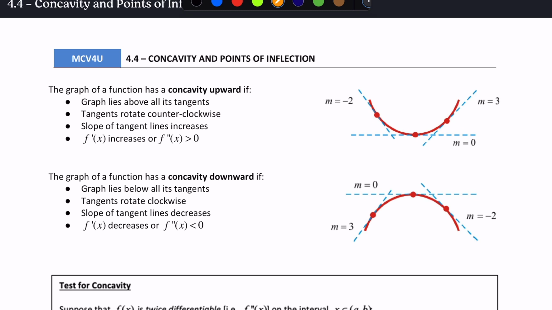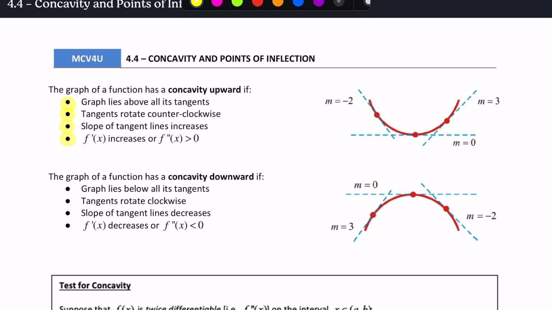So let's look at what defines something as concave up or concave down. Here we see that the graph of a function has concavity upwards if the graph lies above all its tangents, if the tangents rotate counterclockwise, if the slope of the tangent lines increase, and if f prime of x increases or f double prime of x is greater than 0.